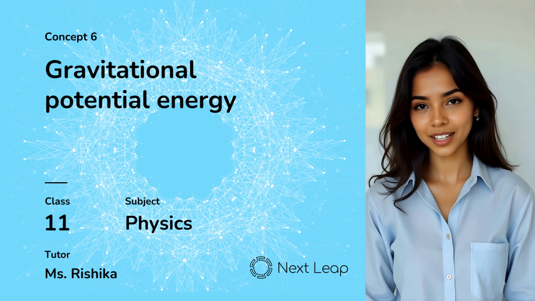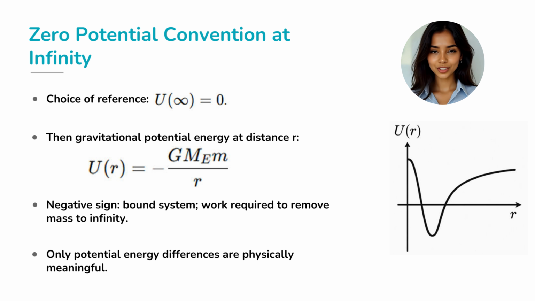Notice the minus sign. It tells us Earth and the object form a bound system. To free the object completely, to escape, we must supply energy. In fact, this negative potential is the reason planets don't just drift off into space. They are trapped in this invisible gravitational well.